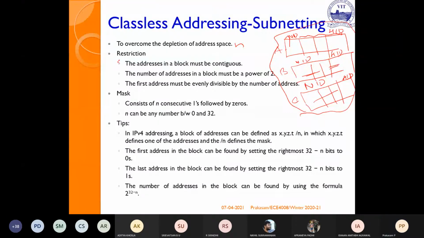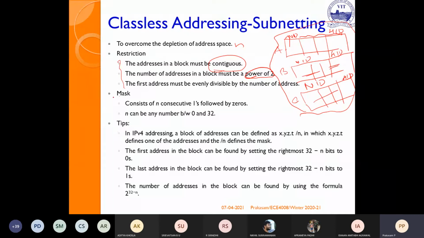Then the restriction: the addresses in the block must be contiguous. So it must be continuous. That is the first restriction. Suppose you are going for subnetting, that subnet is one block, so the addresses are always contiguous. Then the number of addresses in the block must be a power of 2. This is also very important. This is a restriction.